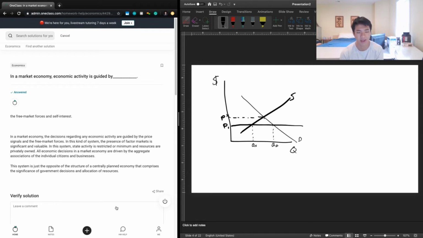And so there's not going to be any guiding by government because this is not a command economy. It's not a mixed economy. There's no role for governments to play in this kind of dynamic for the market economy.